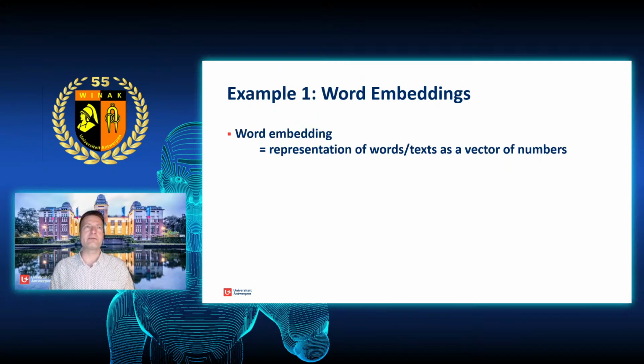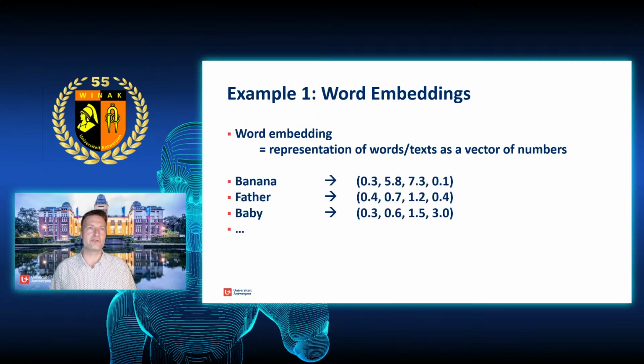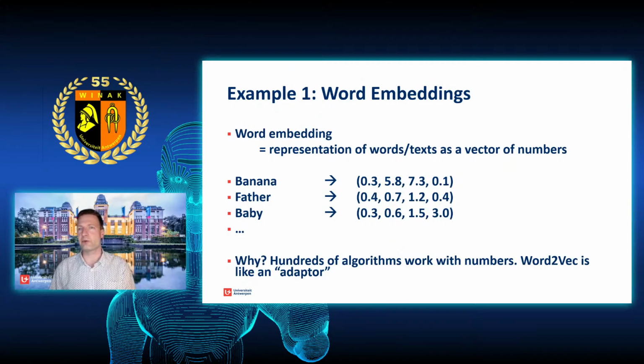The first one has to do with word embeddings. A word embedding is a representation of a word or a text as a vector of numbers. So for instance, here you have a number of words, banana, father, baby, and I represent them in a four-dimensional space with numbers. Now you might wonder, why do I want to do that? The reason is that most algorithms work with numbers.